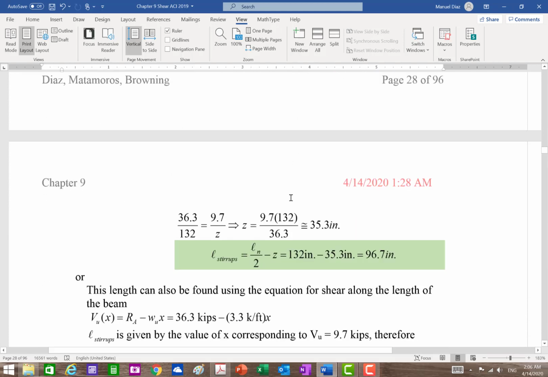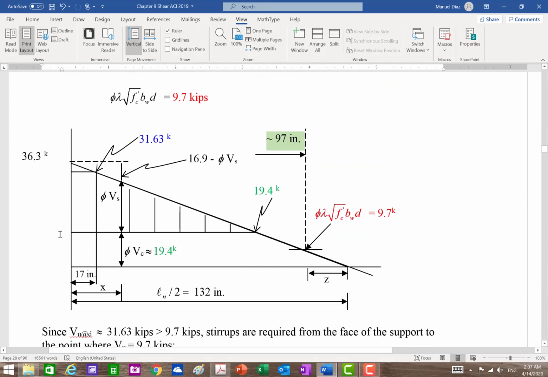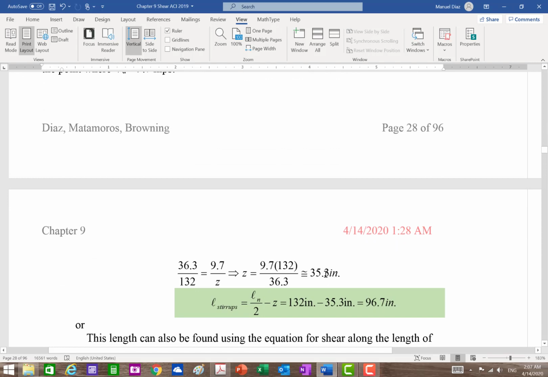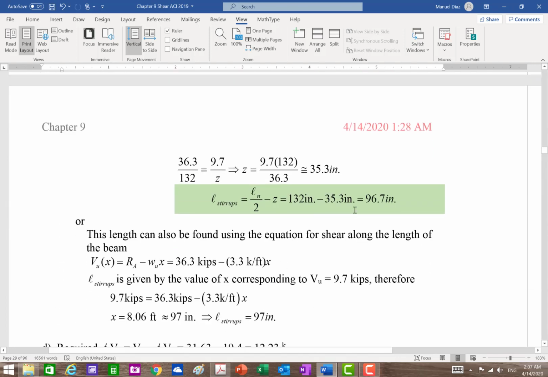I color-coded so you know how to find it. So right here. Right? So how are we going to do that? You can look at doing a triangle here, big triangle, with small triangle. Right? So we have 36.3 proportional to 132 as 9.7 proportional to Z. Right? So we have that, solve for that, and then my actual length will be 132 minus the Z value. So that gives me that.